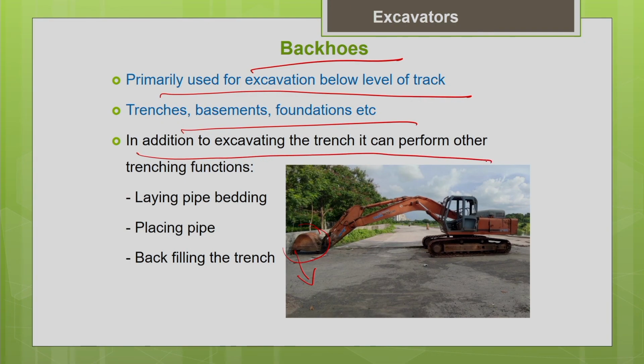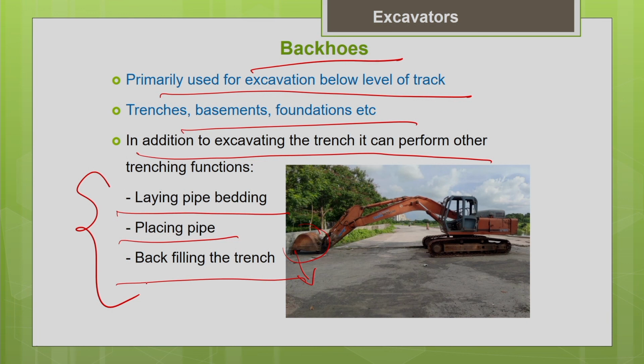That is why it is very commonly used for trenching, and this is the right choice of machine for trenching. In addition to excavating, you can see that it can perform all the trenching related functions, that is laying the pipe bedding, placing the pipe, backfilling the trench. Everything can be done by the same machine. That makes it more versatile.